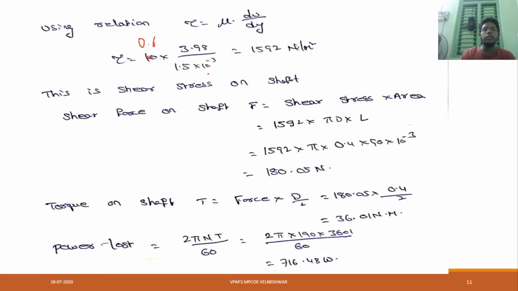So 0.6 into 3.98 divided by dy, which is 1.5 into 10 to the power minus 3. By calculating all this, I am getting the value of 1592 Newton per mm square. What is this? This is our shear stress value.